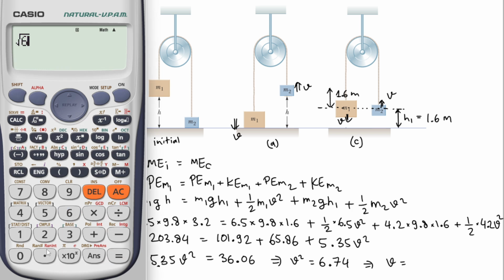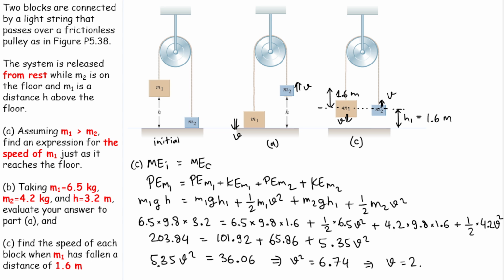the square root of 6.74. That will be 2.60, right? So I have 2.60, and the unit here will be meter over second. And that is the answer for question C.